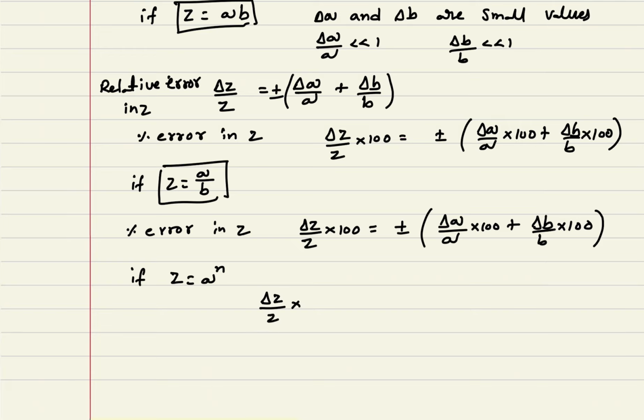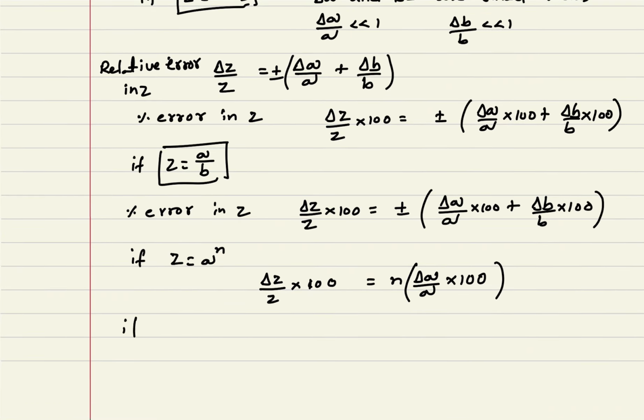Other thing, if Z is equal to A to the power of n, then if we want to calculate the percentage error in Z, you can write delta Z by Z into 100 is equal to n into delta A by A into 100. You have to write the relative percentage error. N into delta A by A into 100.